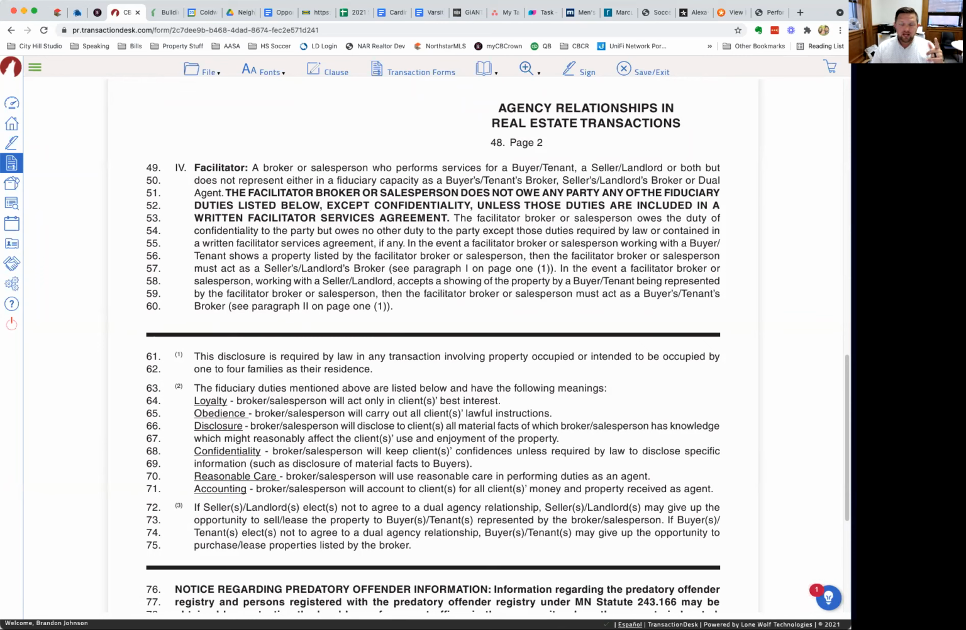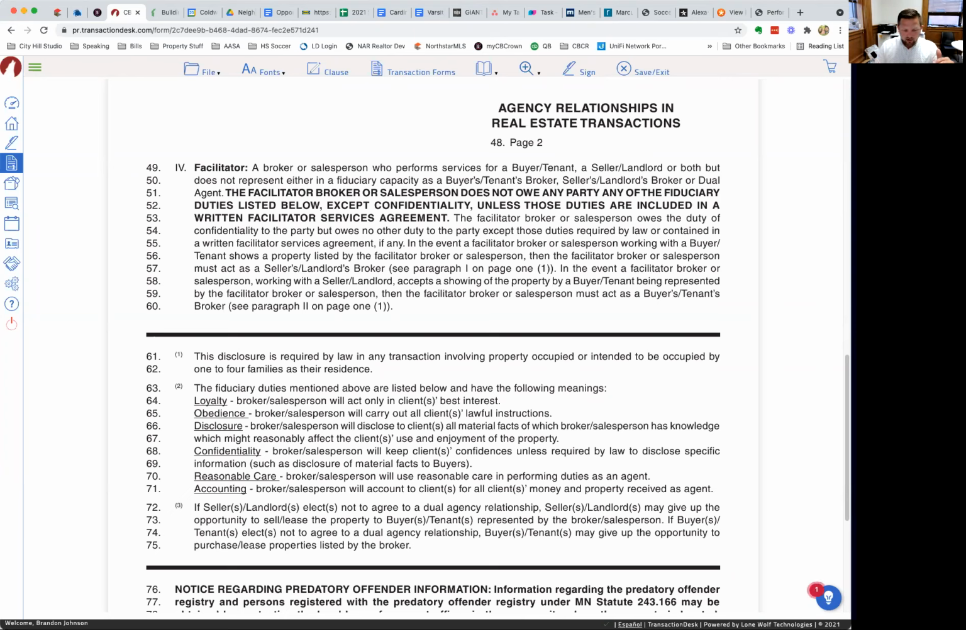Now you can facilitate on behalf of somebody, and if the other side of the party wants to go hire another facilitator, that's totally fine. But it's kind of weird. But they can do it. It's important to know too, this is the default role in the state of Minnesota, a facilitator agreement, right?